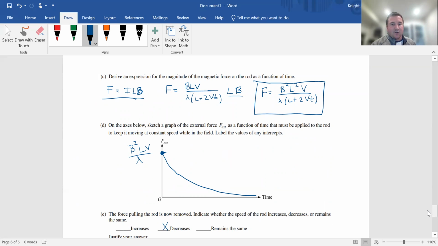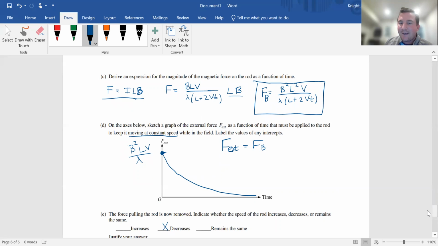On the axis below, sketch a graph of the external force as a function of time that must be applied to the rod to keep it moving at a constant speed. So the one thing to kind of recognize here is that the external force has to be equal and opposite to the magnetic force, which we just solved for right here. So external force is going to be equal to the magnetic force if we are going to keep our object moving at a constant speed.